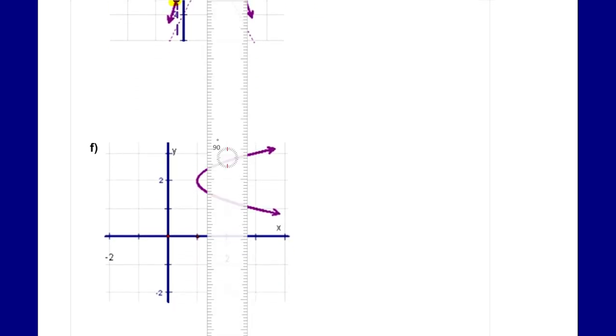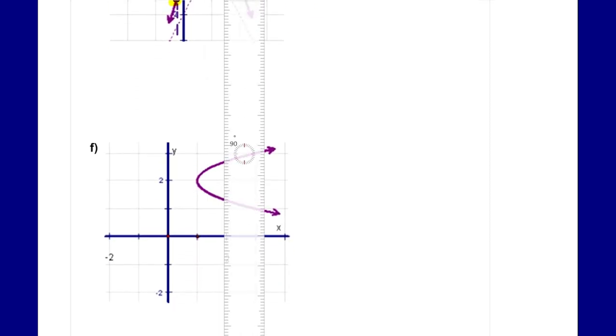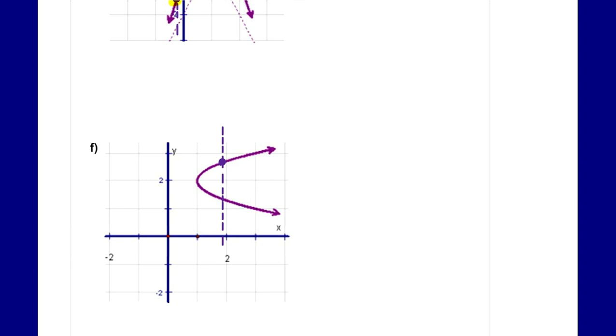And lastly, for F, again, you can probably guess, take a vertical line. We can see it crosses in two spots. So this one is not a function as well.